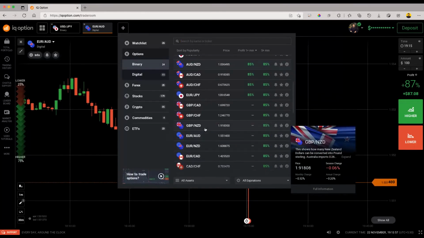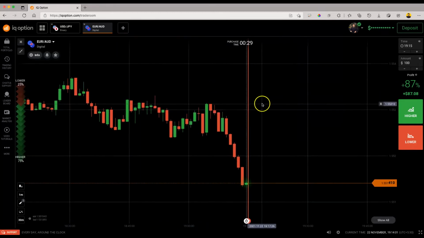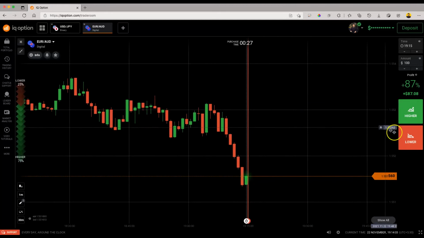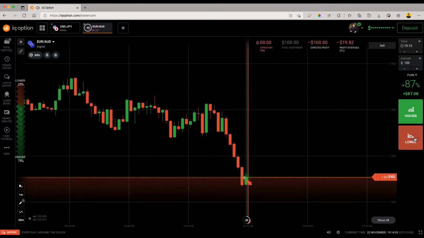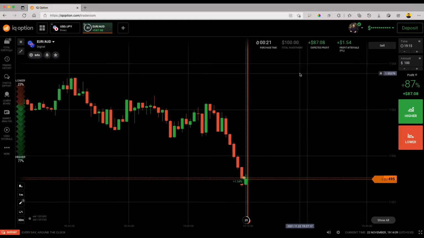Now you might wonder how I am looking for the currency pair just by looking at the currency pair name. I am also using tradingview.com for doing the chart analysis. It's not like I'm just focusing on the IQ Option. I'm also looking at tradingview.com.